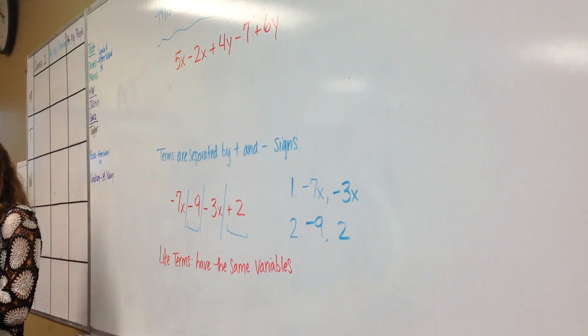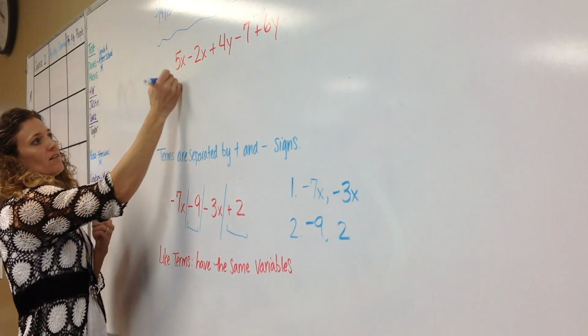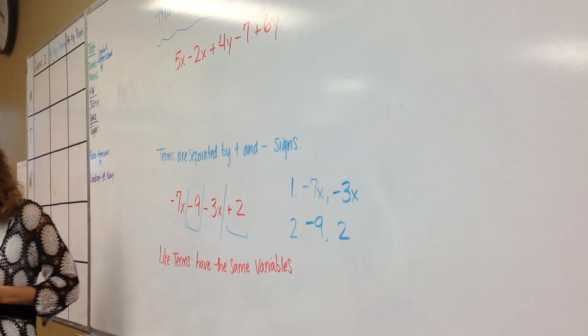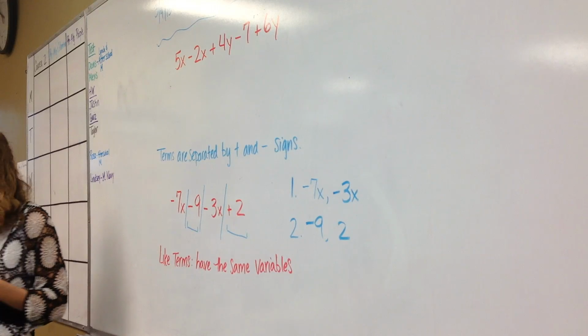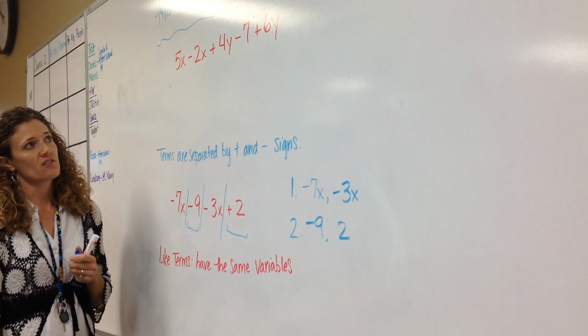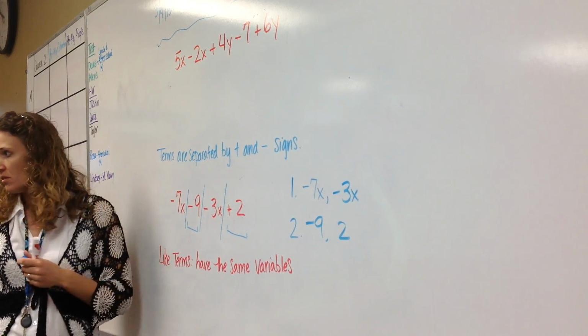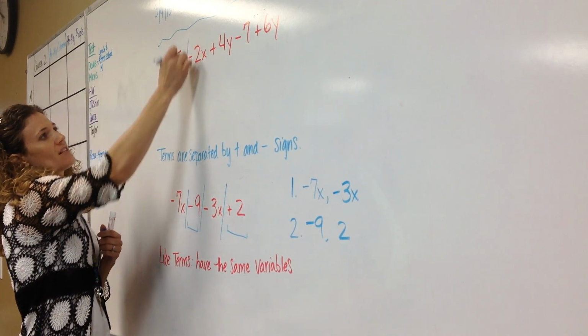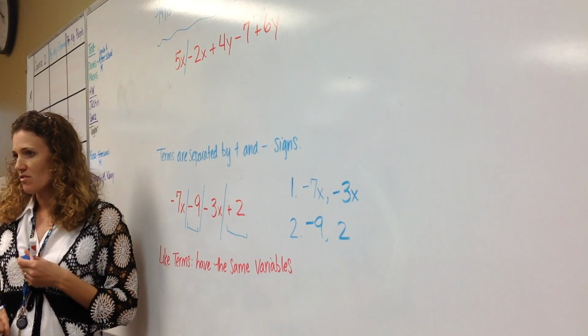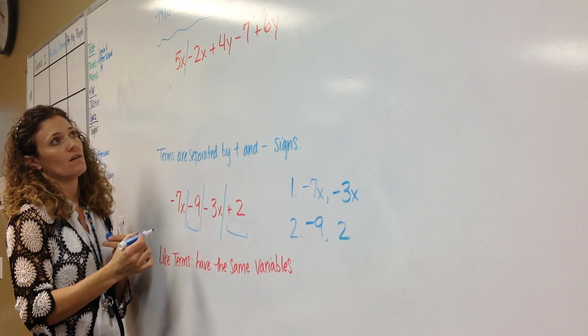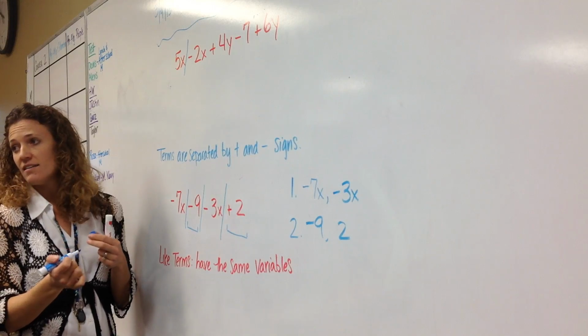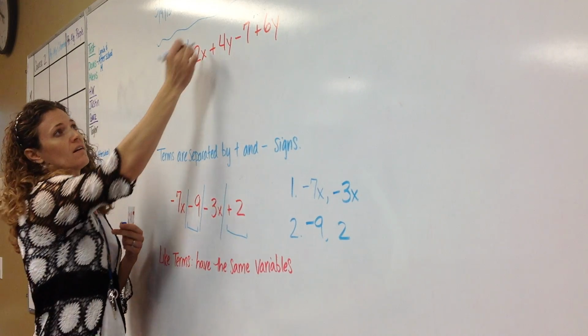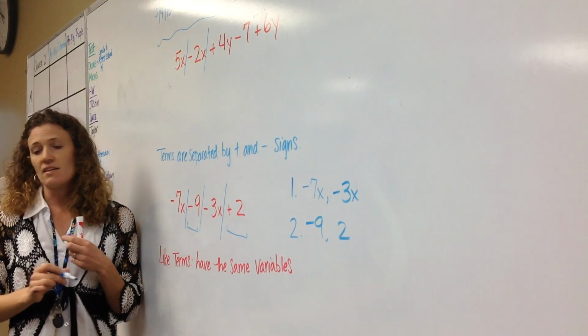Let's define some things. First, let's separate my like terms. How do I separate them? Christian, where does my first dash go? Right after this x. Where does my next one go, Lexi? Right after the plus, after the next x. Okay. Caitlin, where's my next one go?